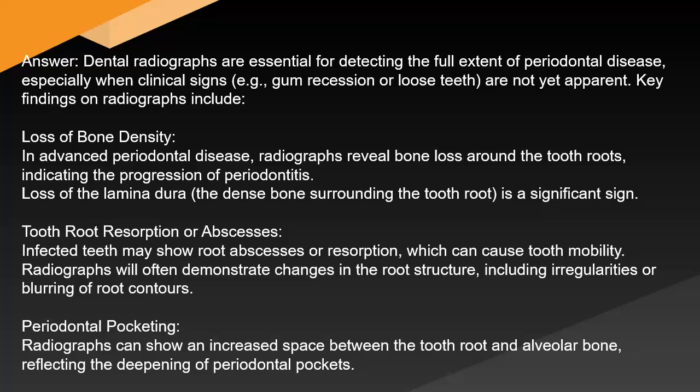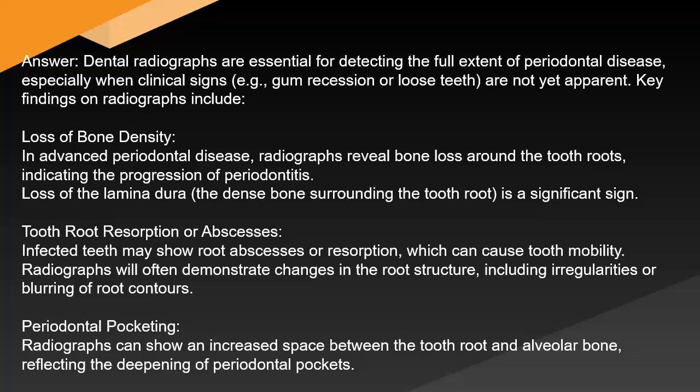Key findings on radiographs include loss of bone density. In advanced periodontal disease, radiographs reveal bone loss around the tooth roots, indicating the progression of periodontitis. Loss of the lamina dura, the dense bone surrounding the tooth root, is a significant sign. Tooth root resorption or abscesses. Infected teeth may show root abscesses or resorption, which can cause tooth mobility.